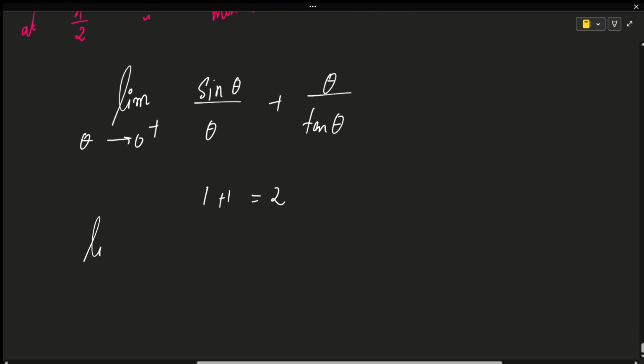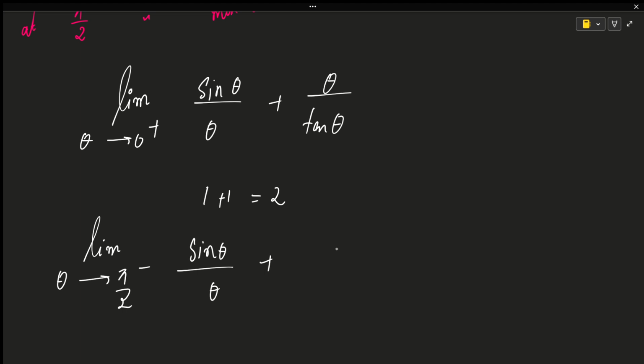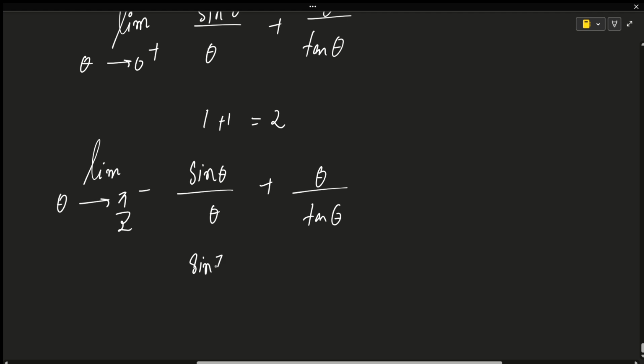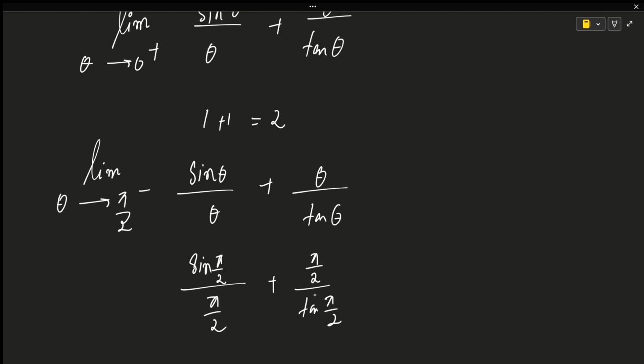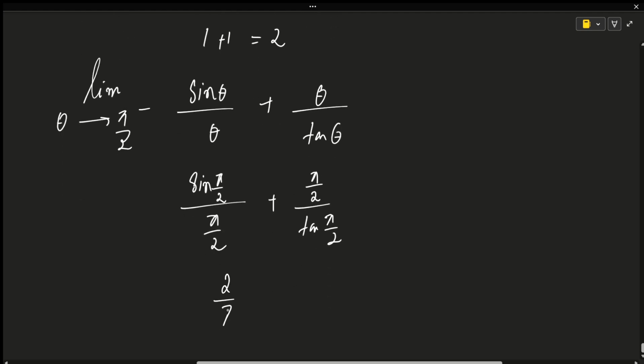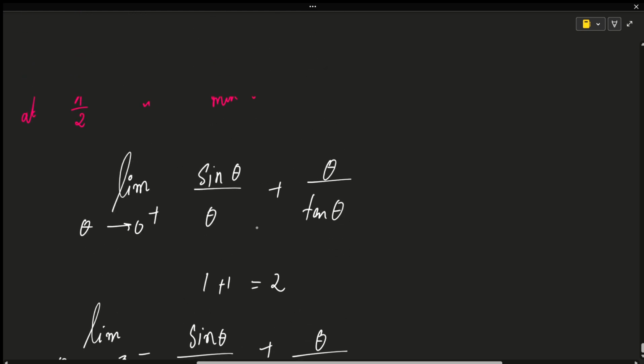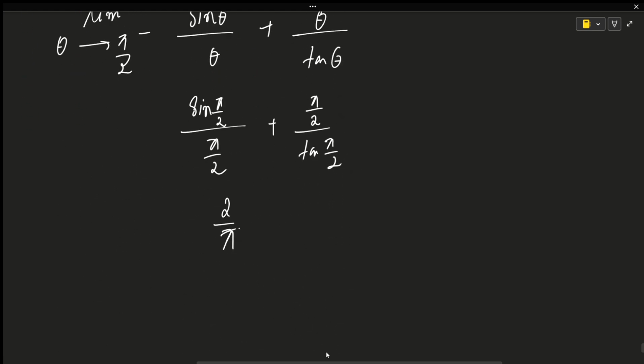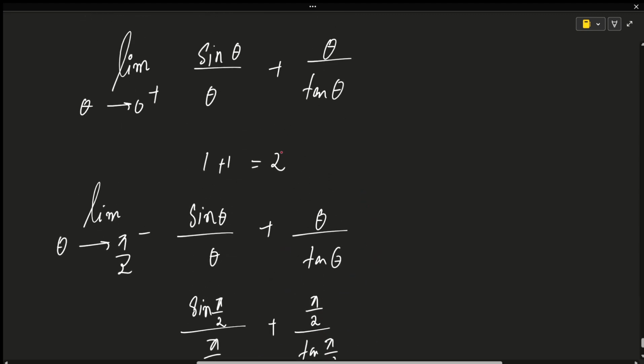And if I calculate the limit at pi by 2 minus, then I'm going to have sine theta upon theta plus theta upon tan theta. So sine pi by 2 upon pi by 2 plus pi by 2 upon tan pi by 2. Now tan pi by 2 is infinite, so this second term will become 0, and this will be 2 by pi. So this is my minimum value, and that was my maximum value.